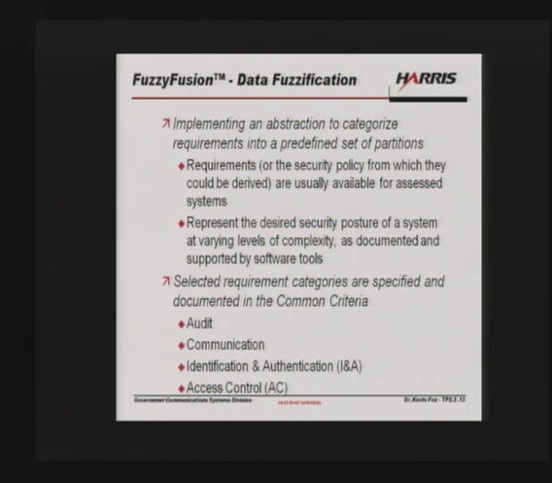But we take requirements in fuzzification, and we implement that abstraction that I just talked about. We take that abstraction and we compare it to the requirements for the system. And what we did for this particular environment that we were talking about for FuzzyFusion was look at using audit, communications, identification, authentication, and access control. We picked those because those are the common areas where there are technical misconfigurations that could be easily addressed in a network. And that was why we picked those requirement categories. So that was how we fuzzified to come up with the fuzzy facts.